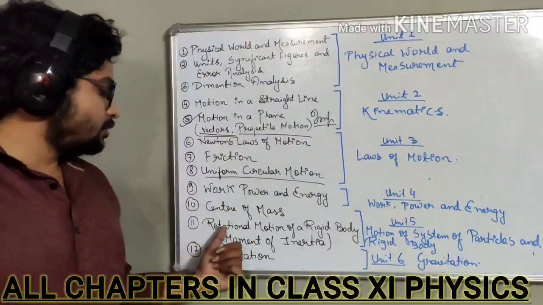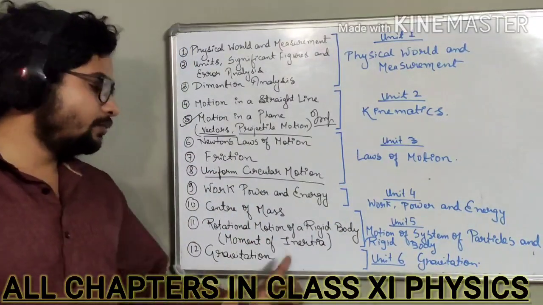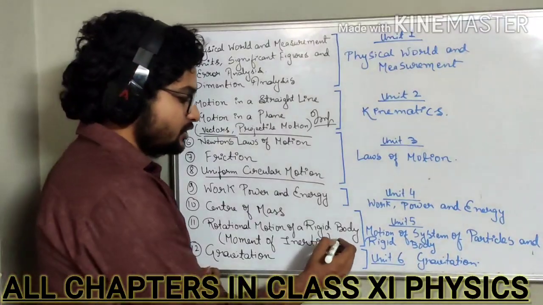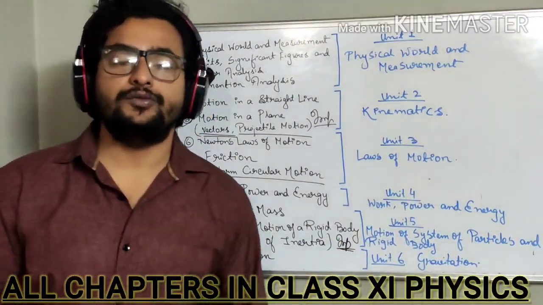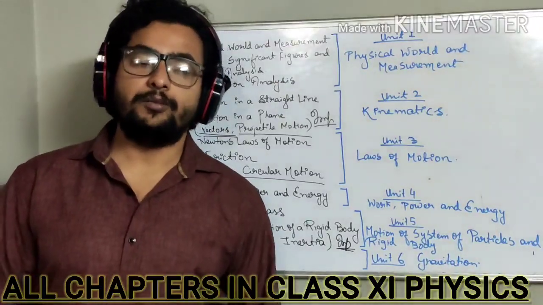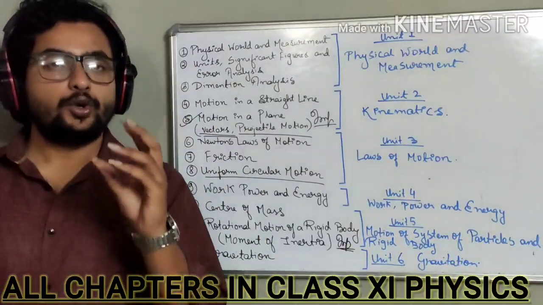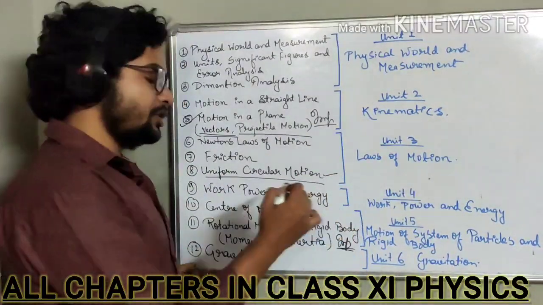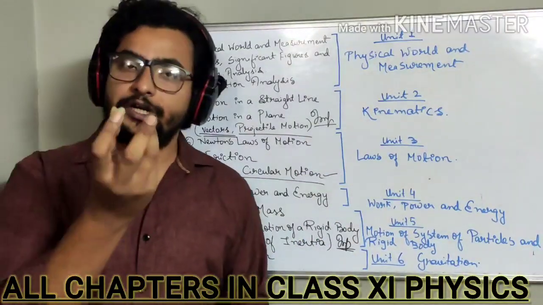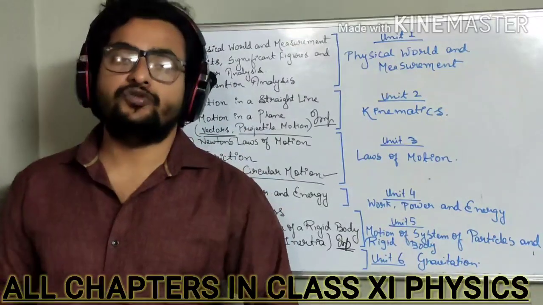The next part is rotational motion of a rigid body, moment of inertia. This chapter is also very important, moment of inertia. Now over here what you are going to learn? You are going to learn about rotational motion, that means when a body rotates. So that was about circular motion, this is rotational motion. So when a body rotates, what are the different equations of motion over there?